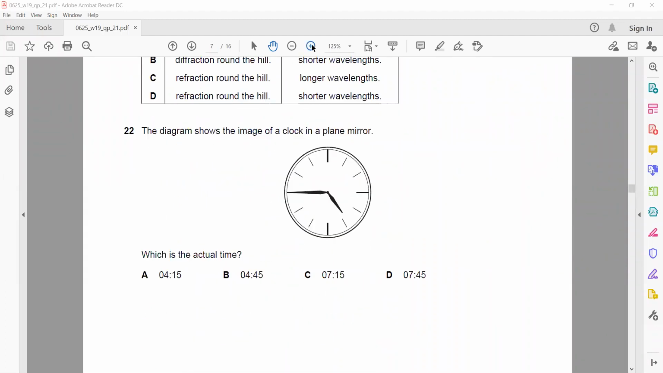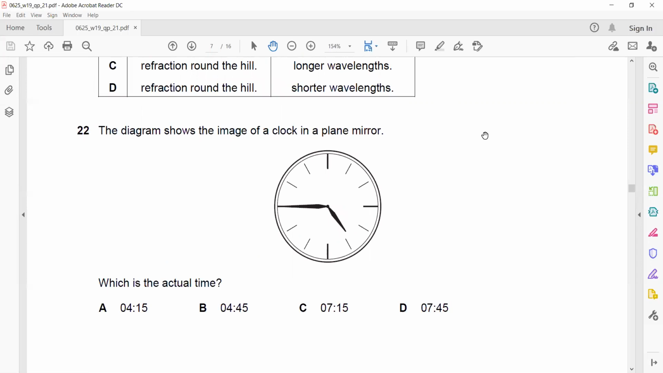Question 22. The diagram shows the image of a clock in a plane mirror. What is the actual time? It is in a plane mirror, in which the left appears right and right appears left. What is the actual time?